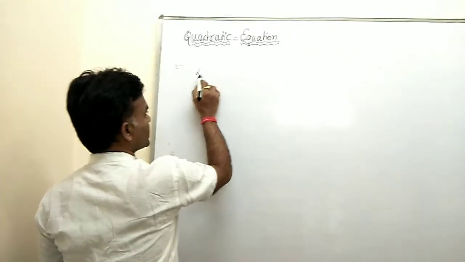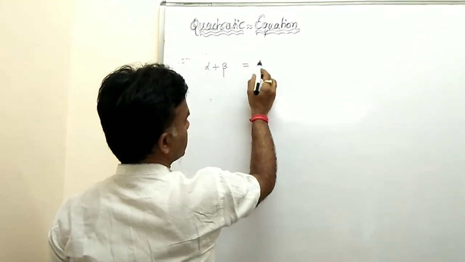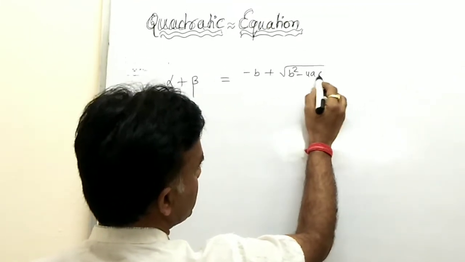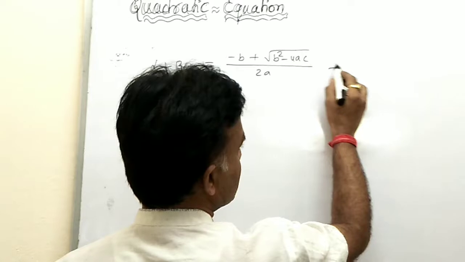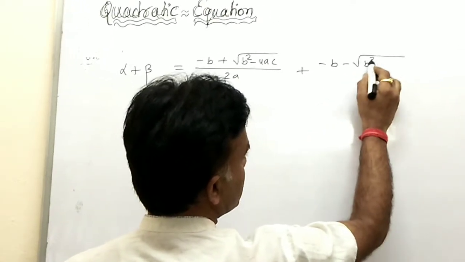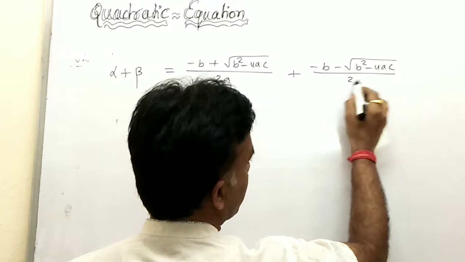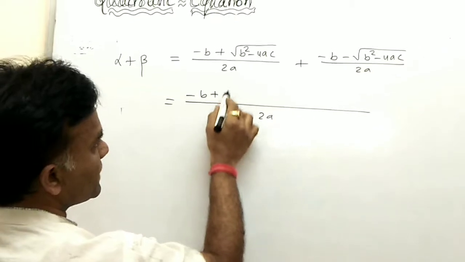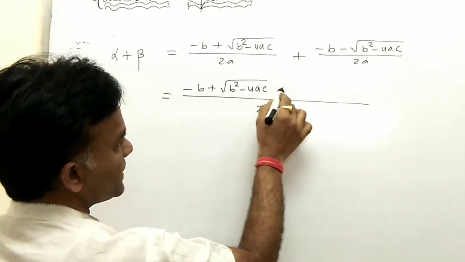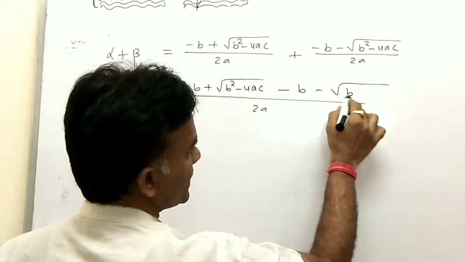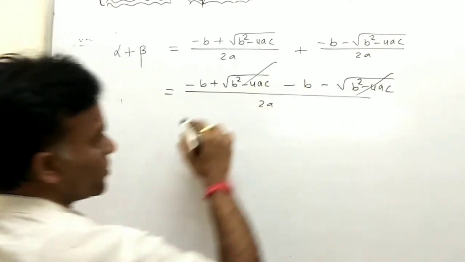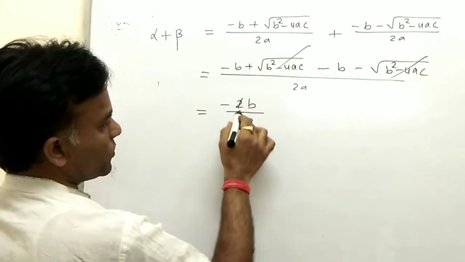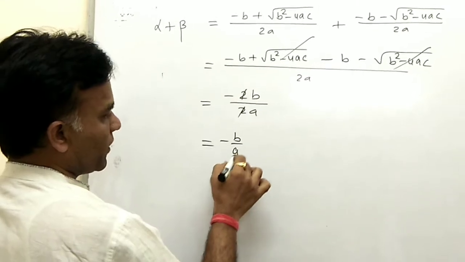So first, here we find the relation for alpha plus beta. Alpha is (minus b plus under root b square minus 4ac) upon 2a, and then beta is (minus b minus under root b square minus 4ac) upon 2a. After taking the LCM, it is 2a, so minus b plus under root b square minus 4ac, minus b minus under root b square minus 4ac. So these root signs are removed, minus b minus b, that is minus 2b upon 2a, so the 2 cancels out, so minus b upon a.